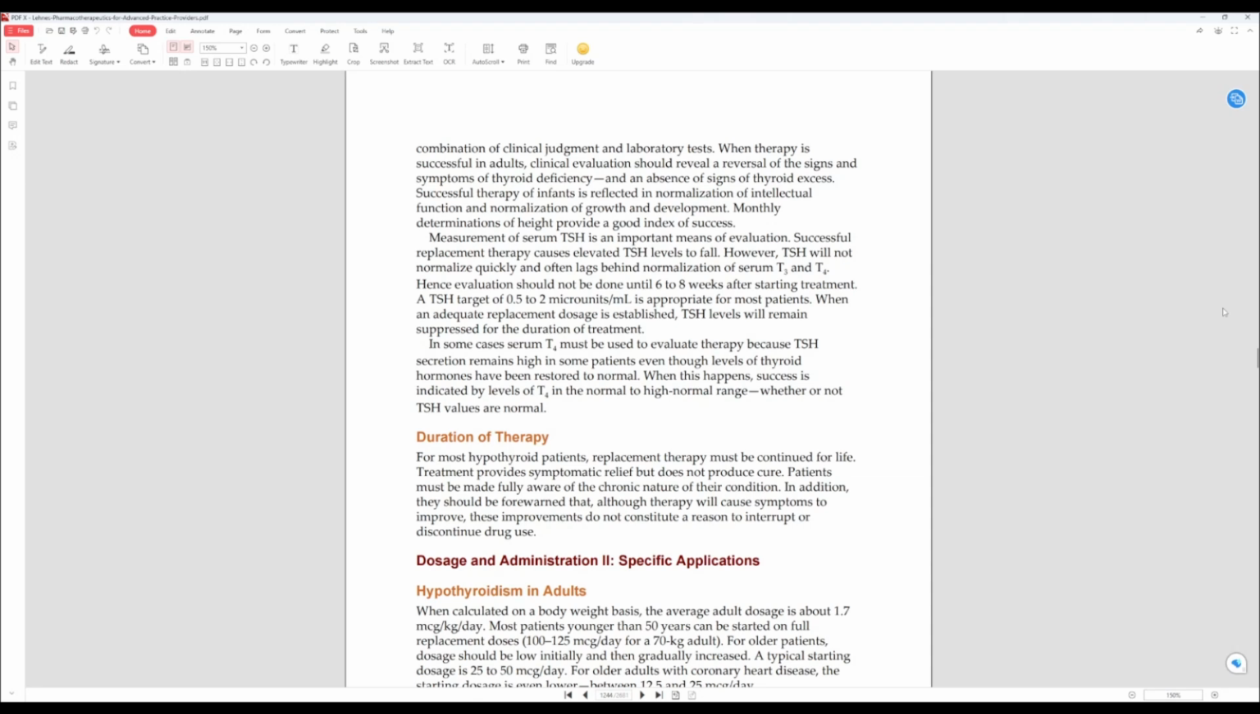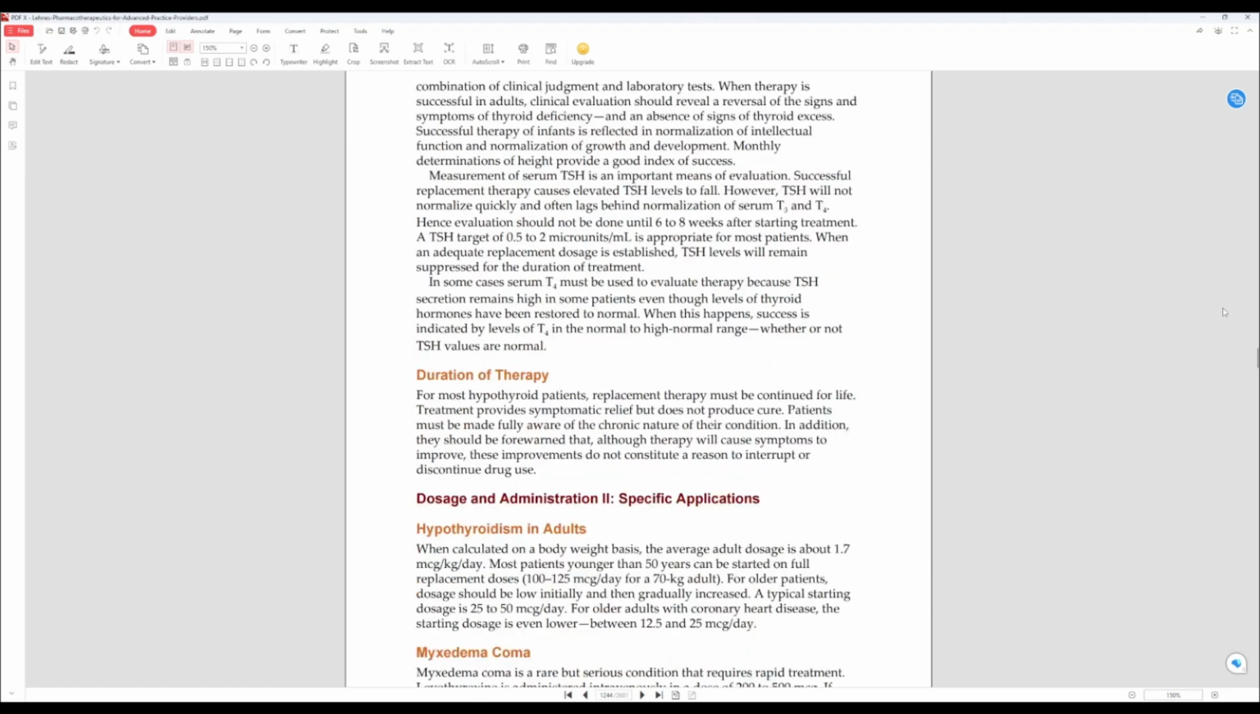When an adequate replacement dosage is established, TSH levels will remain suppressed for the duration of treatment. In some cases, serum T4 must be used to evaluate therapy because TSH secretions continue to remain high in some patients, even though levels of thyroid hormones have been restored to normal. When this occurs, success is indicated by levels of T4 in the normal to high normal range, whether or not TSH values are normal.